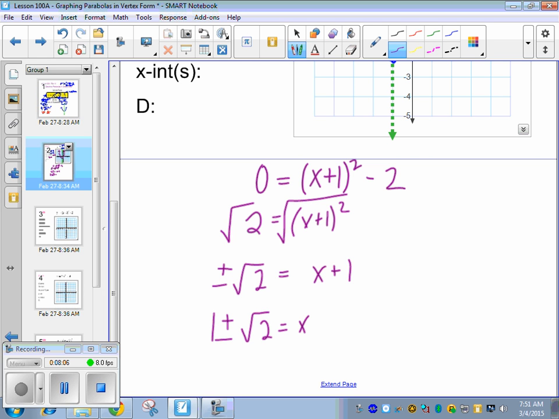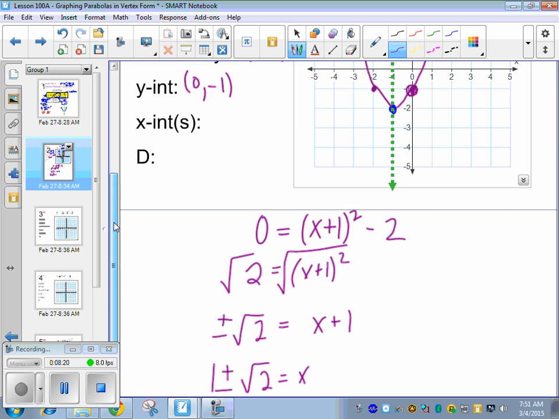So it actually crosses at negative 1 plus the square root of 2 and negative 1 minus the square root of 2. If you wanted to find the exact coordinates, you could get a calculator out and do that on your calculator. So 1 point whatever, 2 point whatever, okay? So let's put it in here. My x-intercepts would be negative 1 plus root 2, comma, 0, and negative 1 minus root 2, comma, 0.